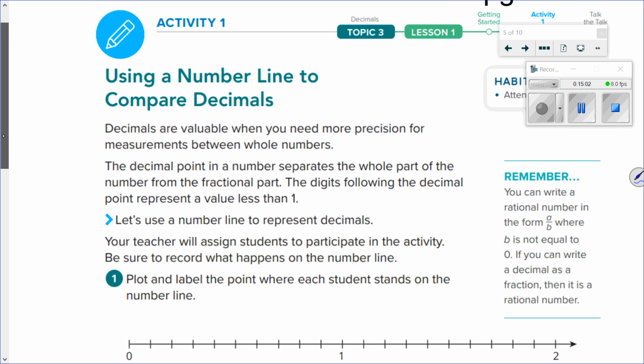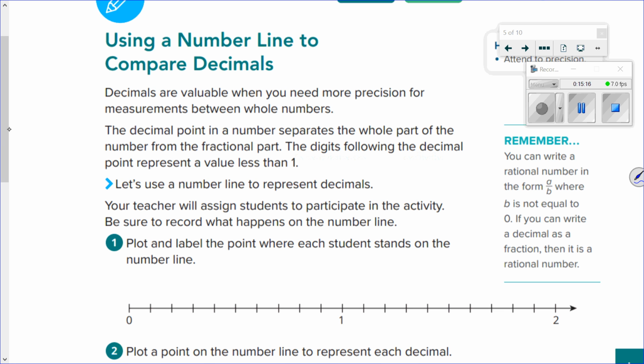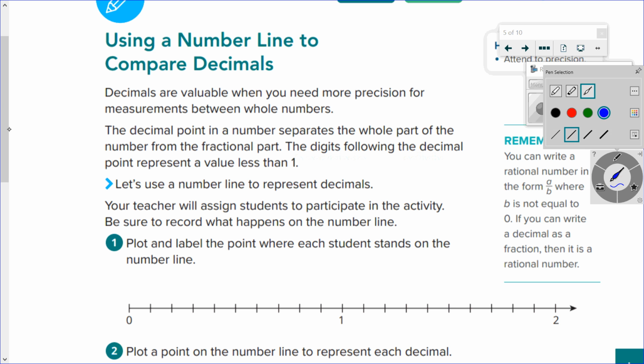Okay, decimals are valuable when you need more precision for measurements between whole numbers. The decimal point in a number separates the whole part of the number from the fractional part. The digits following the decimal point represent a value less than 1. So I do want your highlighters out. We're going to do this meaning real quick.